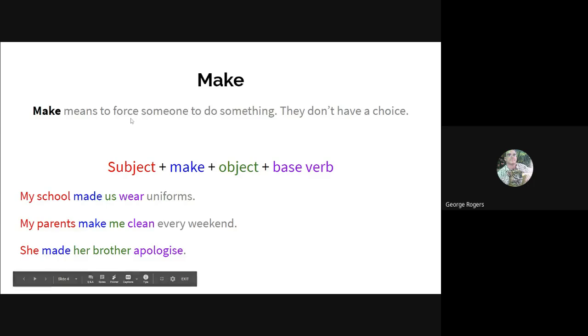So she forced her brother to apologize. This is kind of saying she didn't give him a choice. If he didn't do it, he was going to get in trouble. So make is force. They don't have a choice. If you try to make somebody do something and they don't do it, they'll get in trouble for it. There's some problem they're going to have.